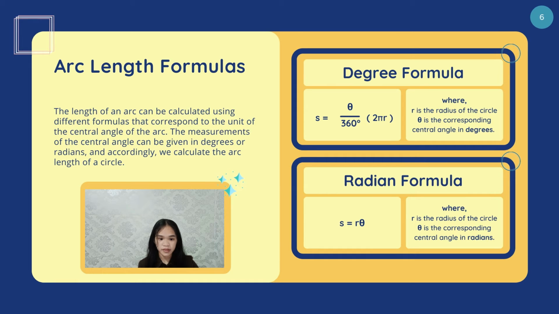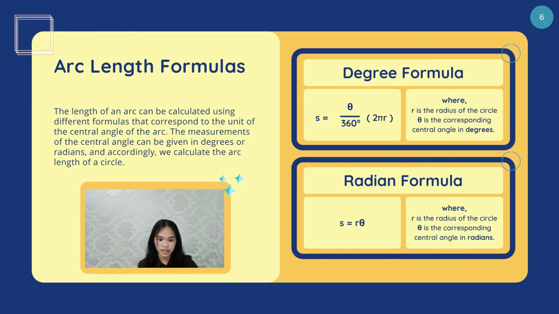The length of an arc can be calculated using different formulas that correspond to the unit of the central angle of the arc. The measurements of the central angle can be given in degrees or radians, and accordingly, we calculate the arc length of a circle. There is the degree formula which was explained earlier on. It is length equals theta divided by 360 multiplied by 2 pi r, where r is the radius of the circle and theta is the corresponding central angle in degrees.